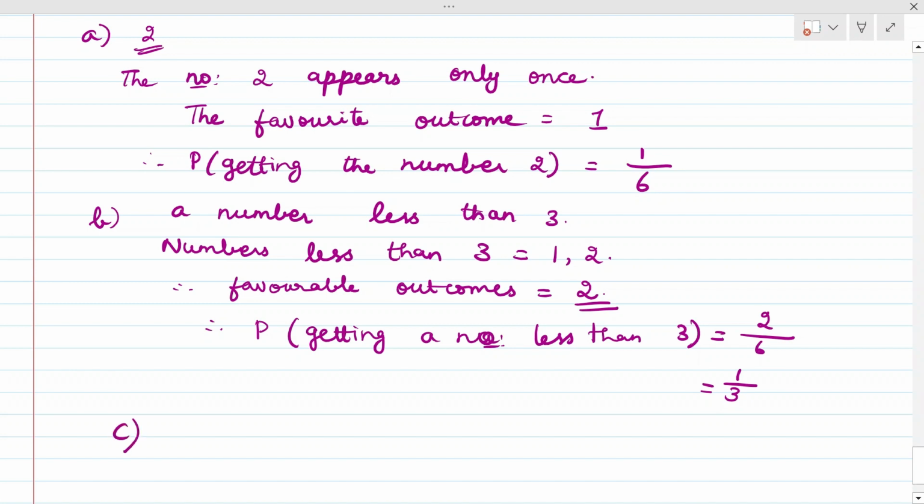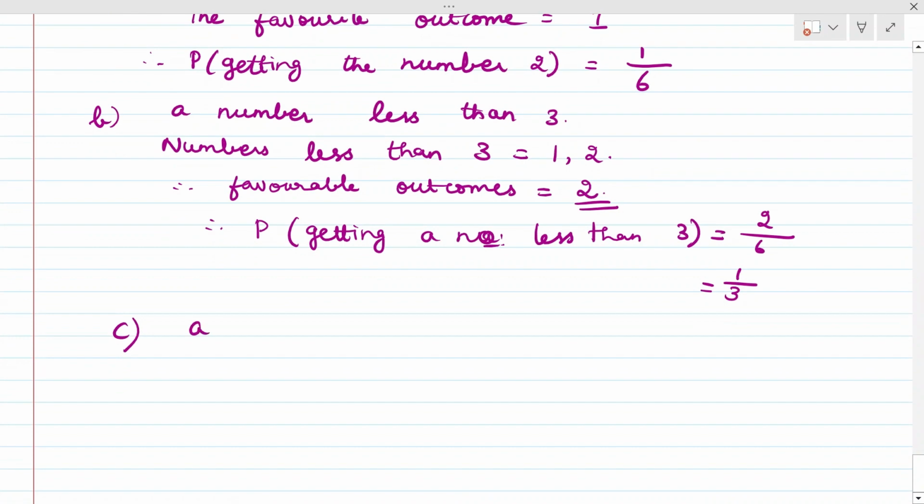And now, C is a composite number. First, we have to know what a composite number is and what a prime number is. What are the possible outcomes? 1, 2, 3, 4, 5 and 6. We have these outcomes possible when we throw a die. In that, the number 1 is not a prime and not a composite number. It is not anything.